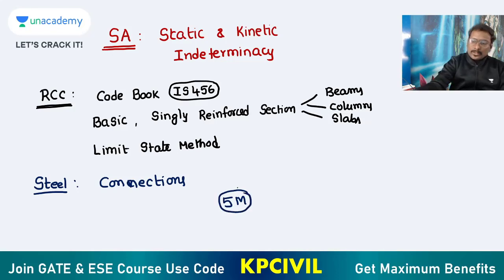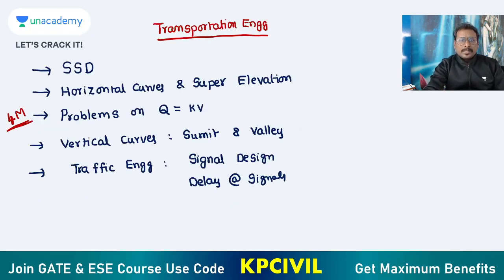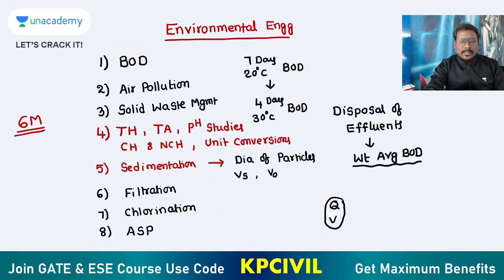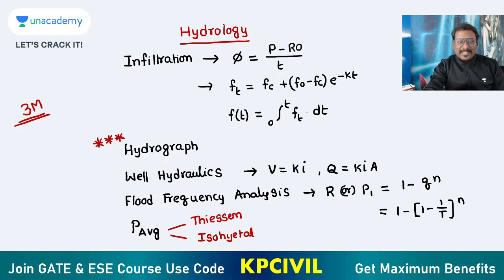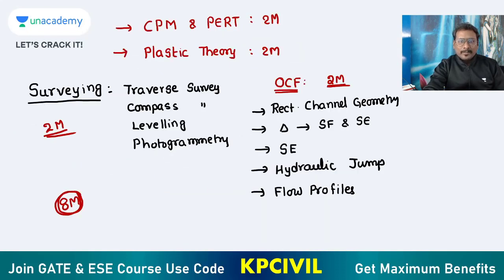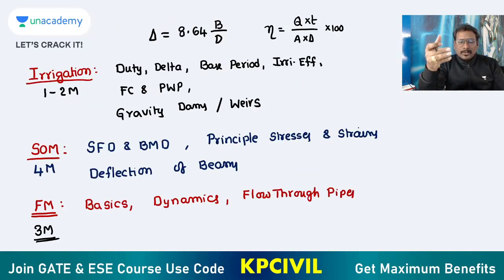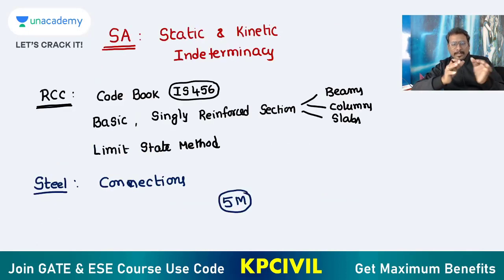So count out of technical, 72 marks: 6 geotech, 6 environmental, 12, 4 from transportation, 16, 3 from hydrology, 19, 8 marks from total slide, CPM part, plastic theory, surveying, OCF, 8 marks, 27. So irrigation 1 mark, 28, SOM 4 marks, 32, FM 3 marks, 35, all remaining 5 marks, 40 we got now. Still you have not studied mathematics and aptitude.